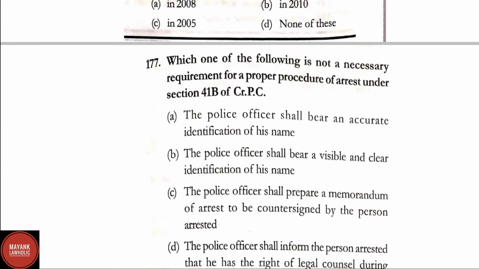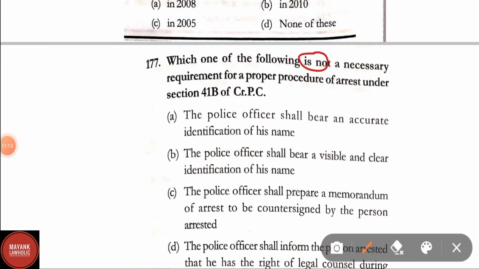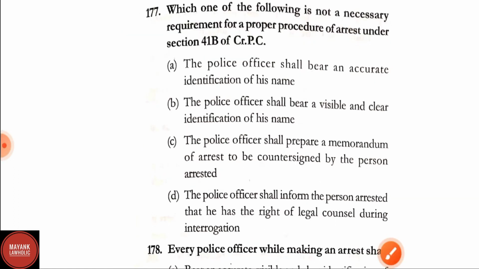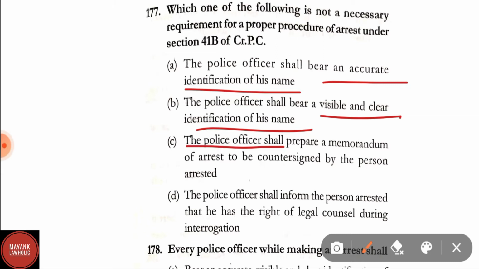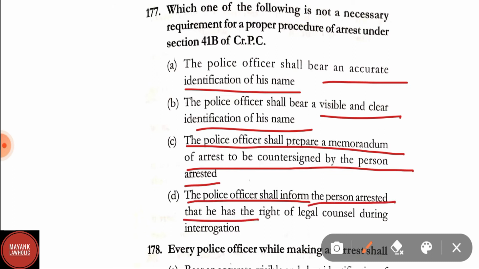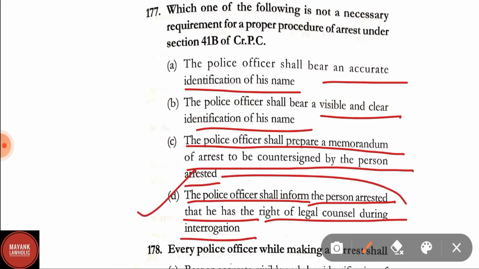Question number 177. Which one of the following is not a necessary requirement for a proper procedure of arrest under section 41B of CrPC? Option A, the police officer shall bear an accurate identification of his name. Option B, the police officer shall bear a visible and clear identification of his name. Option C, the police officer shall prepare a memorandum of arrest to be countersigned by the person arrested. And option D, the police officer shall inform the person arrested that he has a right of legal counsel during the interrogation. Correct answer here is option E, that is, the police officer shall inform the person arrested that he has the right of legal counsel during interrogation.